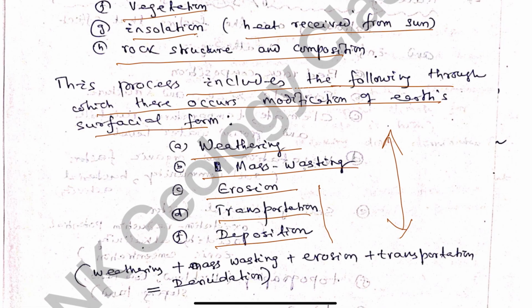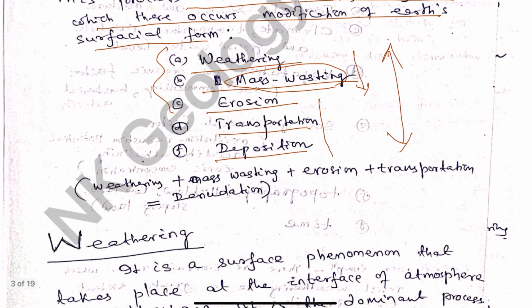And once the loose material is produced over the Earth's surface, it is transported down slopes under the action of gravity, which is generally described as mass wasting. So weathering, mass wasting and erosion, these are the three major processes by which the Earth's superficial features are modified, and that's why they together account for the exogenous processes operative over the Earth's surface.